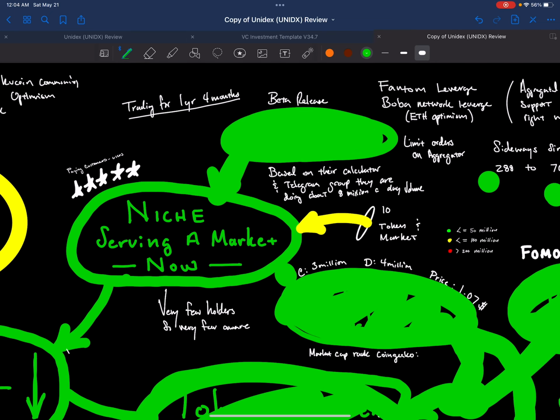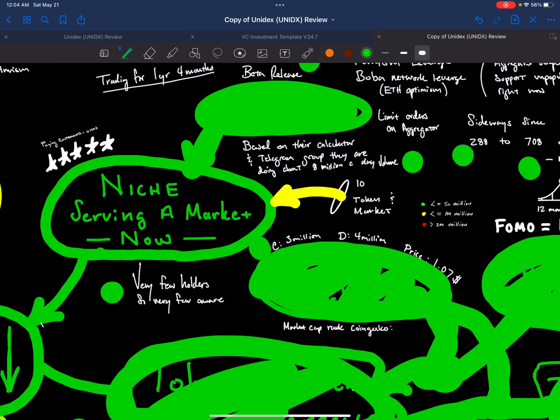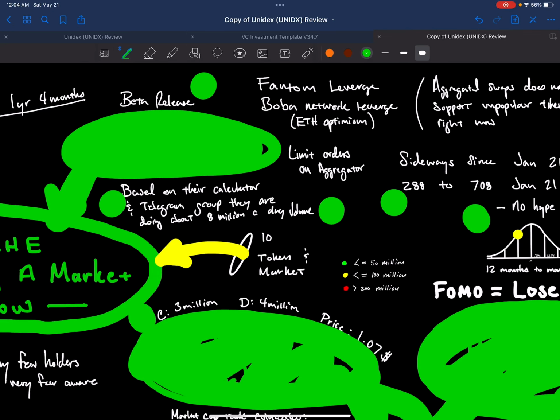Exponential growth. It is in beta, so it's hard to tell on this. There are very few holders, very few participants yet. They have about 8 million in daily volume. I got that number from their website, based on their calculator and based on what the Telegram group was saying. If what those people were saying is true, then they're doing roughly 8 million, if it's paying out 80 cents per 1,000 tokens. That was based on their calculator on the website, and I used that to extrapolate.